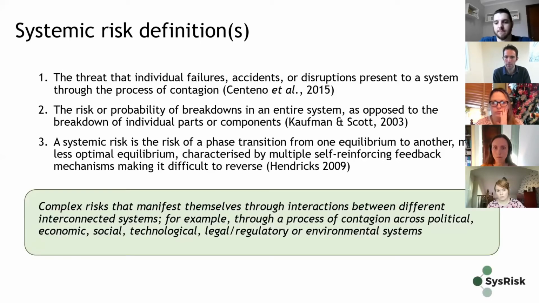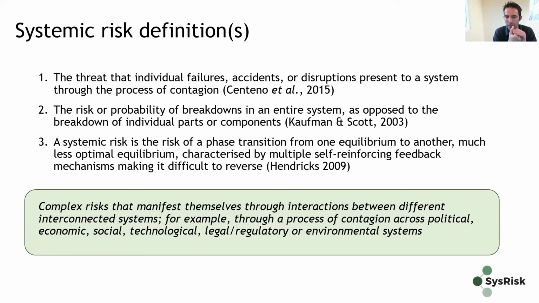So the working definition we use in the project is really building from the first definition and encompassing numbers 2 and 3, but not restricted to being the breakdown of the entire system or involving tipping points. So it's really a broader, more inclusive definition, focusing on complex risks that manifest through interactions in these different systems. So they're kind of unexpected or non-intuitive risks, and they occur through this process of contagion across these different political, economic, social, technological spheres.